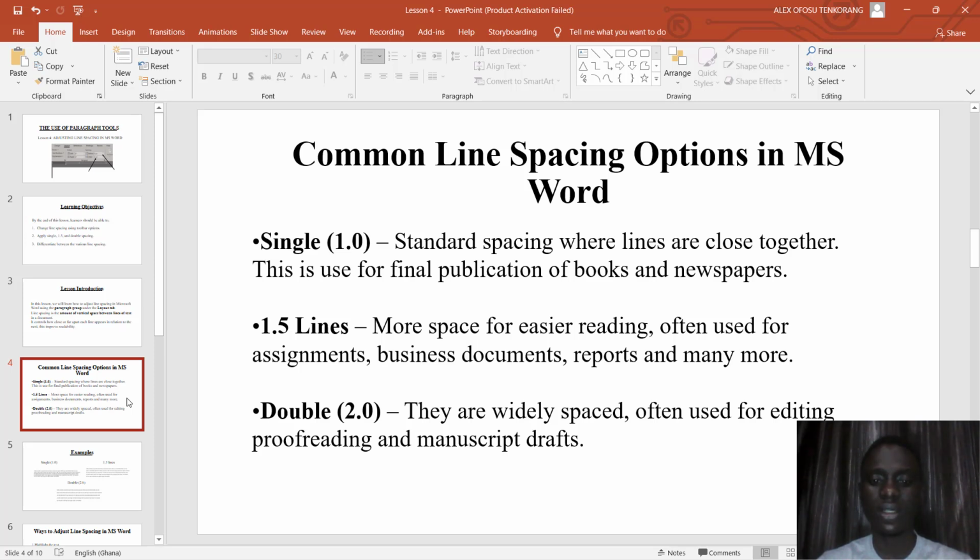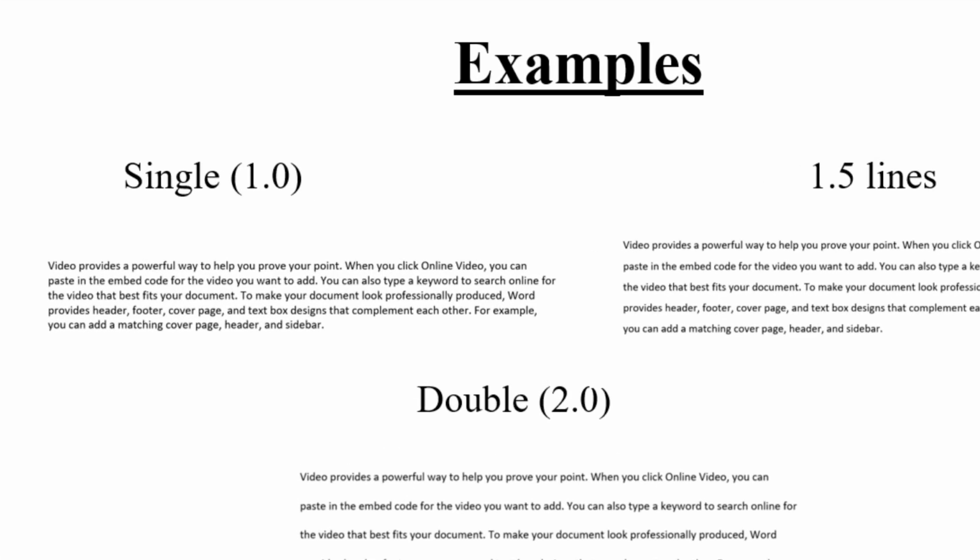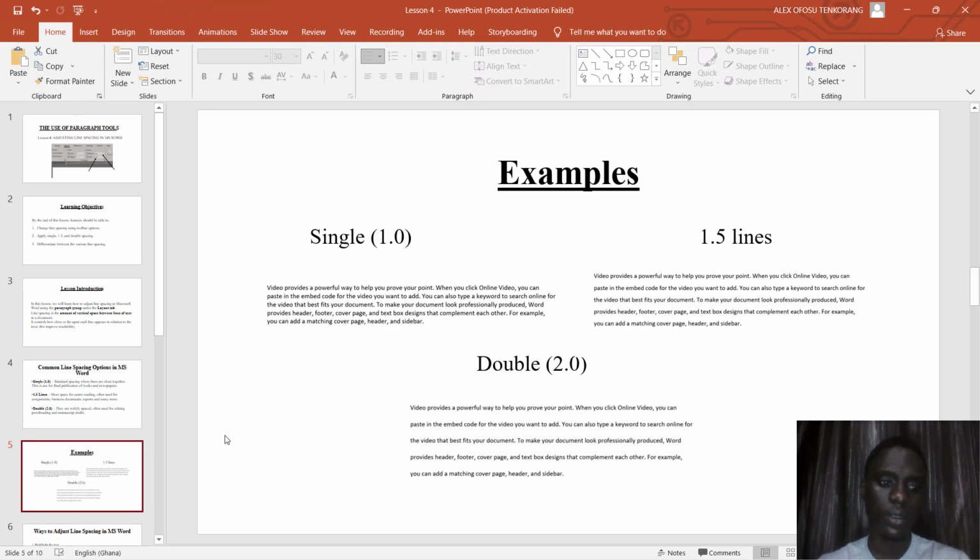Double line spacing, they are also widely spaced. They are often used for editing, proofreading, and manuscript drafts. So these are the examples of the line spacing. We have the single line spacing, the 1.5 line spacing, and the double line spacing.